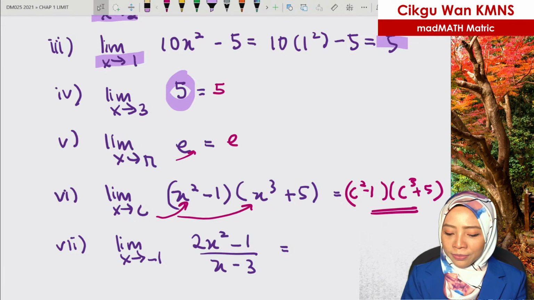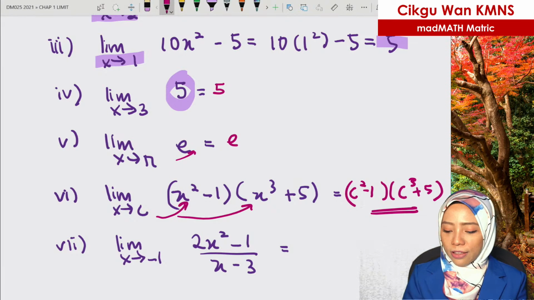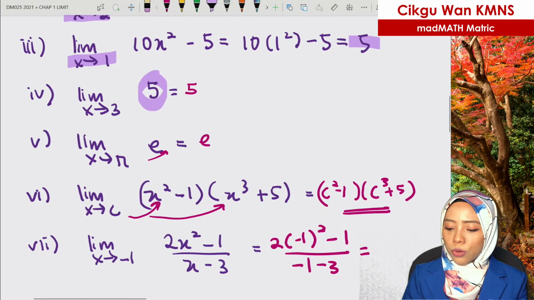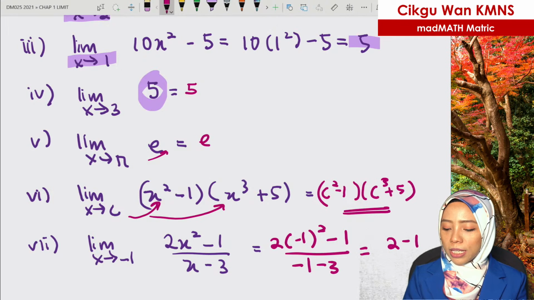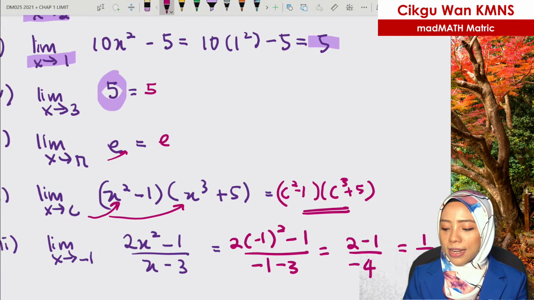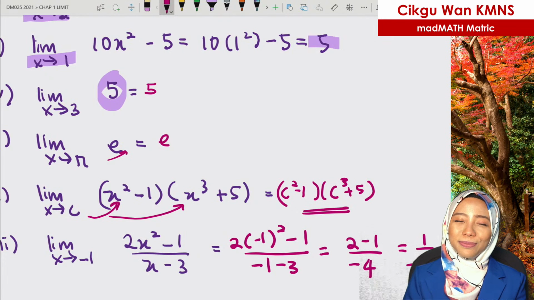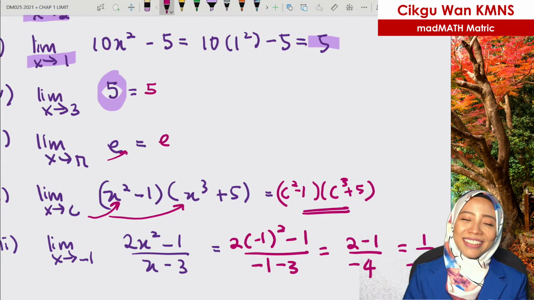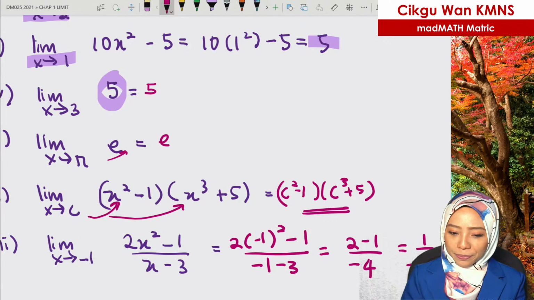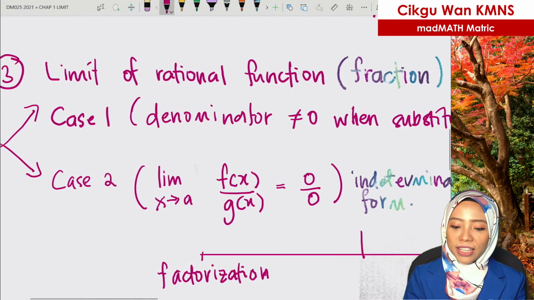Okay, now I'm going to substitute negative 1. So 2 times negative 1 square minus 1 over negative 1 minus 3. So negative 1 square will give us 1. So 2 times 1 minus 1, and negative 4 at the denominator. So the answer will be 1 over negative 4. Easy, right? So this is only the introduction. Okay, let's go further.